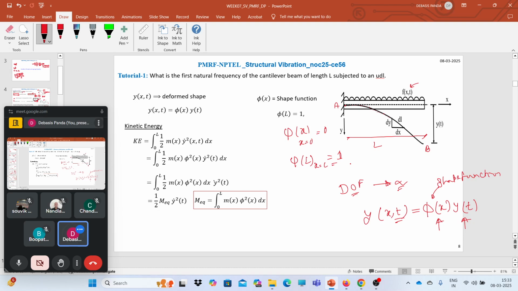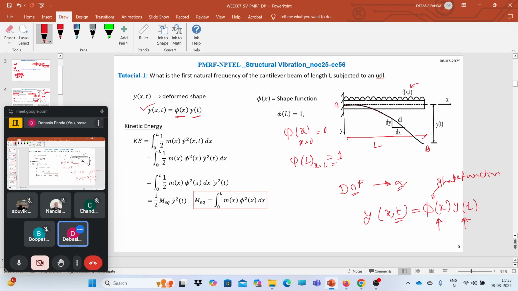We will see these things when we talk about the mode shape, generalized mode shape, and normalized mode shape. For now, we have expressed the deformed shape of this cantilever beam as a function of shape function, that means as a function of space and as a function of time.